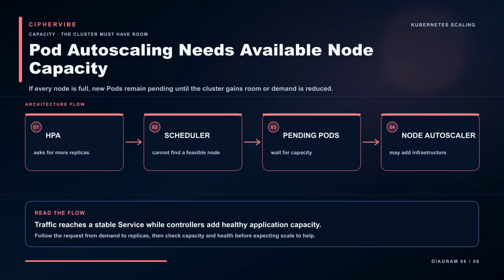A Horizontal Pod Autoscaler can ask for 10 replicas, but it cannot create CPU or memory out of thin air. Each pod has to fit on a node. When no node has enough allocatable resources, new pods remain pending. That is a useful signal, not a mystery. Check the pod events, its requests, placement rules, and the cluster's remaining capacity.